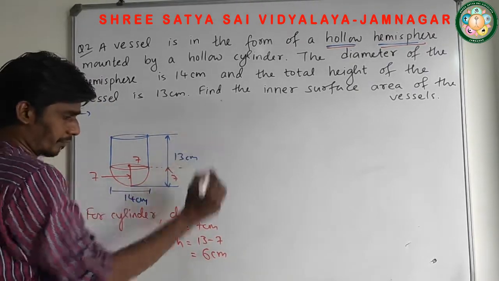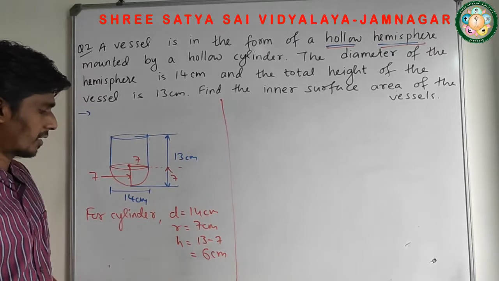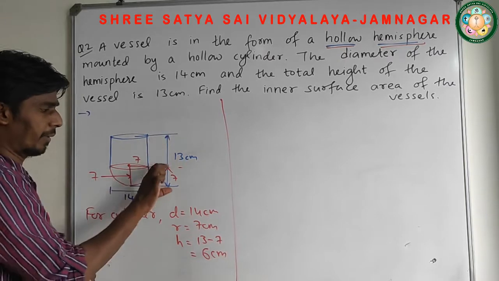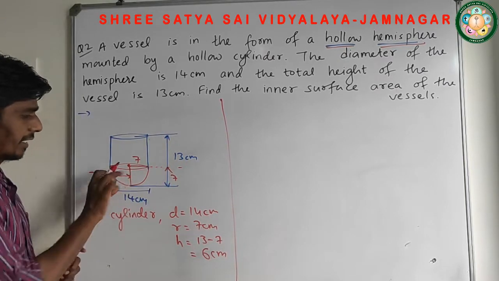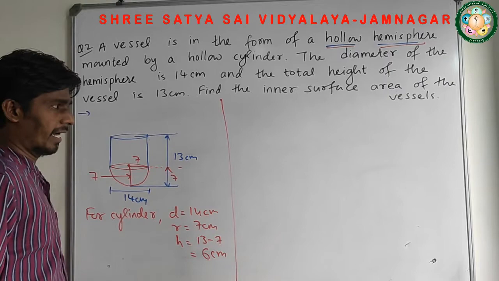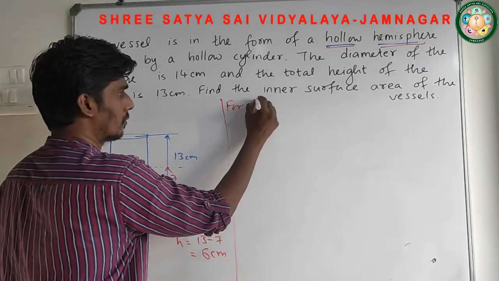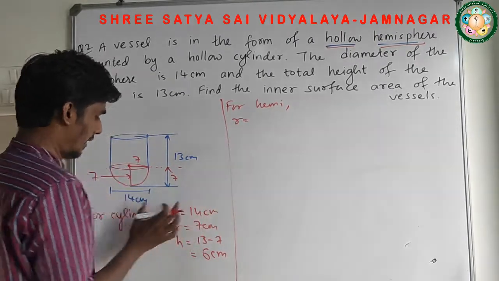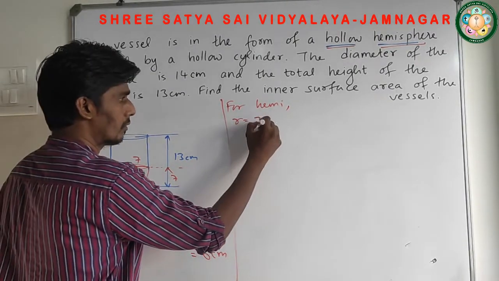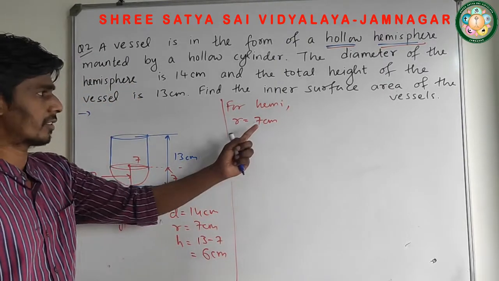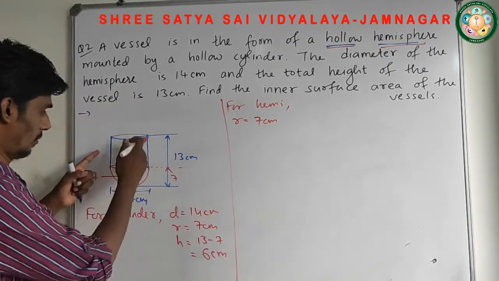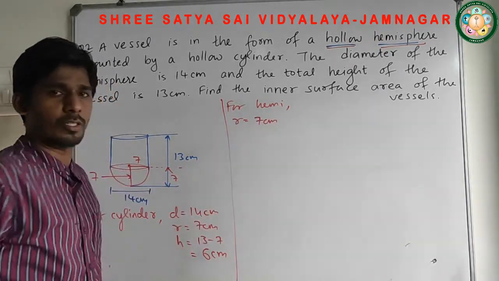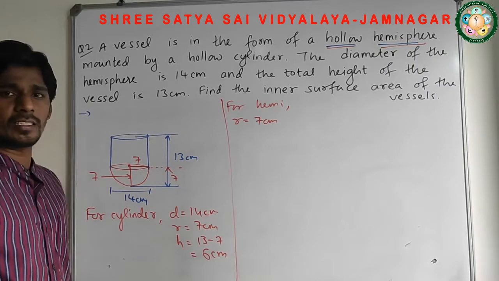So I can say that the height of the cylinder is 6 centimeter. How did we get that? 13 minus 7. Where did this 7 come from? It is the radius of the hemisphere. So I got the height of the cylinder. Now for the hemisphere, what is the radius? Radius is 7 centimeter because the radius of the hemisphere and the radius of the cylinder are both the same. Here I got the radius 7, so I wrote the radius of the hemisphere also as 7. Now to find its inner surface area.